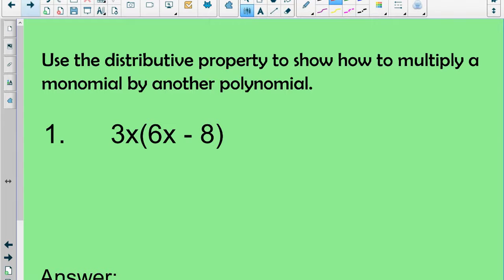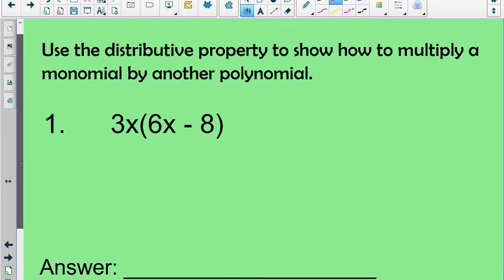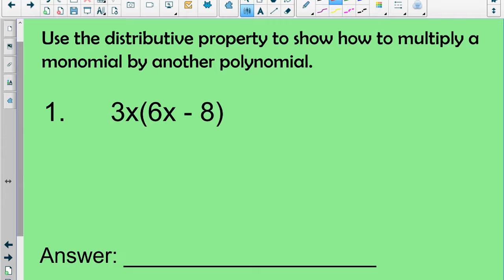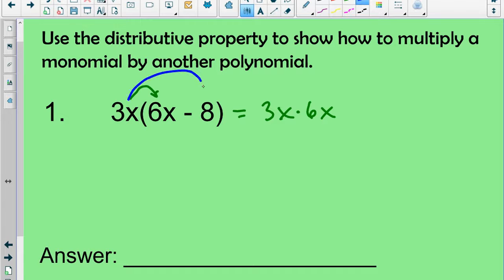So here we're going to use the distributive property to show how we can multiply a monomial by a binomial or just any polynomial. And this really is a lot like how we distribute. We're going to start by multiplying 3x times 6x in this problem. But then we also want to take the 3x and multiply it by negative 8. So positive 3x times negative 8.